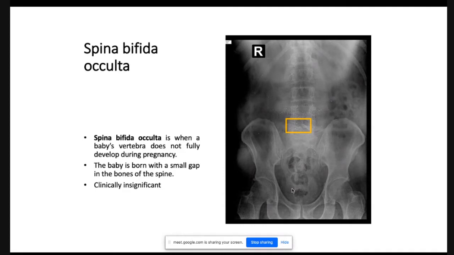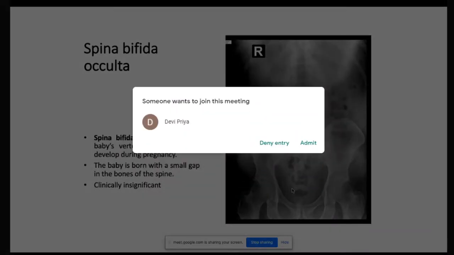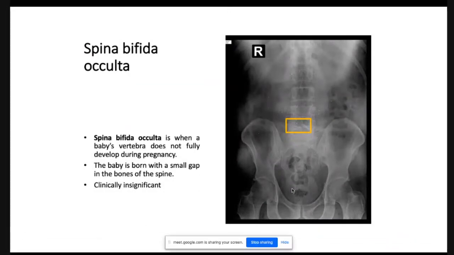So in the cervical spine, I told that the spine is bifid and it is normal. But when it comes to the lower levels, that is lumbosacral levels or the lumbar region, if you are getting a spina bifida occulta, this is a kind of anomaly, and this doesn't cause much of the symptoms. It is a clinically insignificant condition.